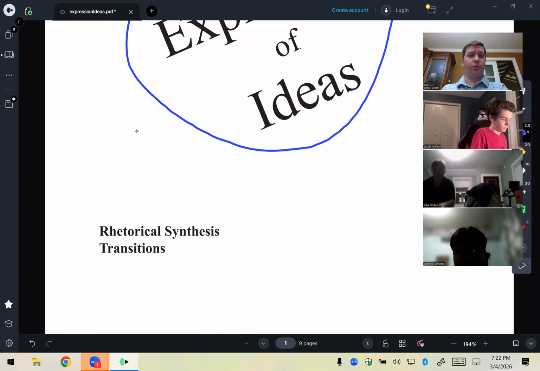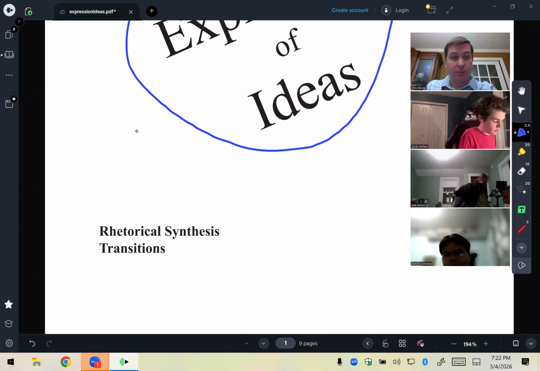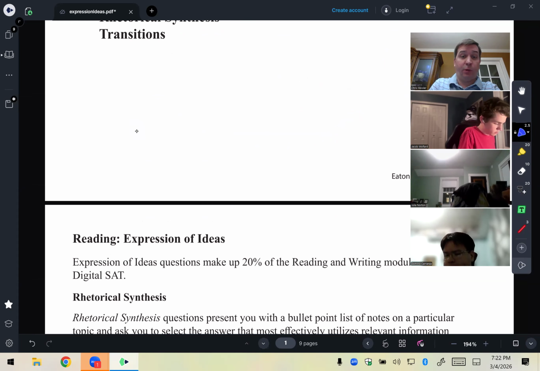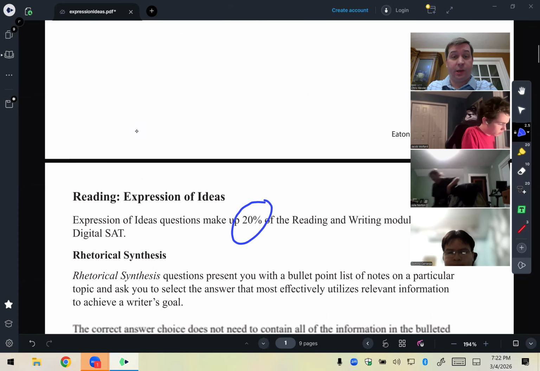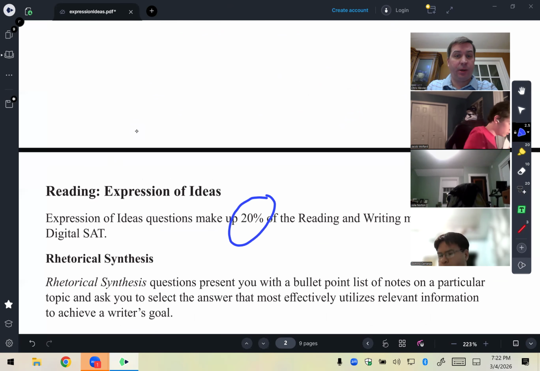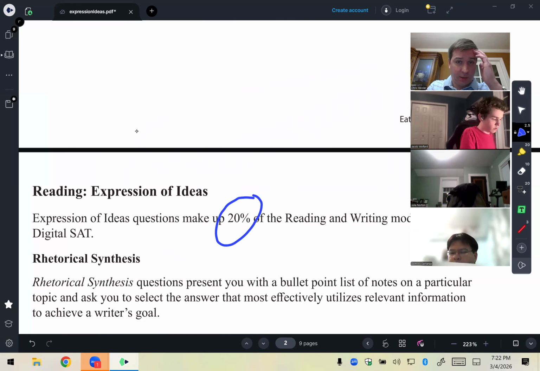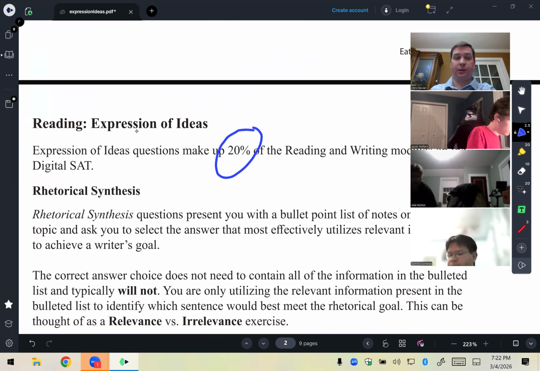We're just going to go over rhetorical synthesis and transitions today. Okay. So yeah, this is 20% of the test. So this is just that last little bit of the English we've yet to cover. So we'll start with rhetorical synthesis.